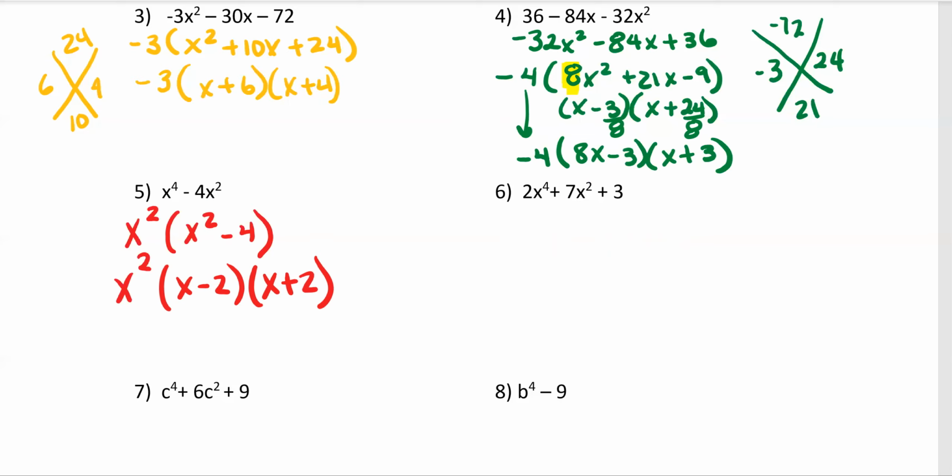Number 6, I suggest you factor it as if it were 2x squared plus 7x plus 3. And when you factor this, we have 2x plus 1 and x plus 3.